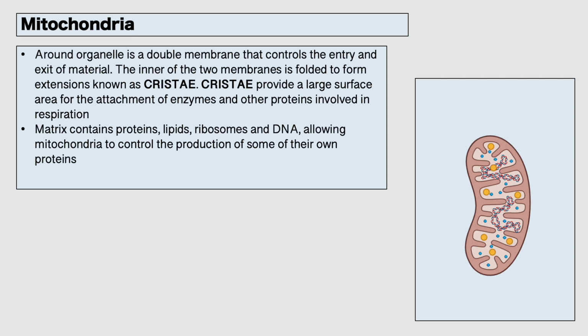The inner of the two membranes is folded to form extensions known as cristae. Cristae provide a large surface area for the attachment of enzymes and other proteins involved in respiration. The matrix contains proteins, lipids, ribosomes, and DNA that allow mitochondria to control the production of some of their own proteins. Many enzymes involved in respiration are found in the matrix.